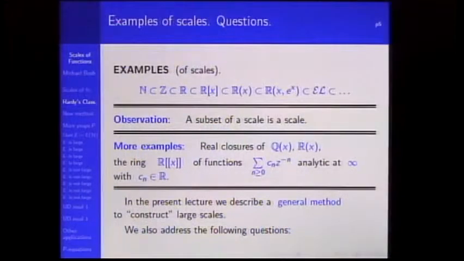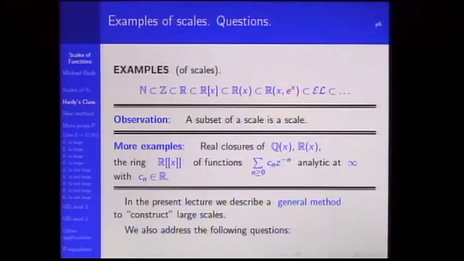So my method is that I will make an abstract definition, which will depend on some parameters. And it would be very clear from the very beginning that whatever we get is a scale. What is less trivial is that we need to work to prove that those particular well-defined classes are, in fact, big. So I will be more specific.